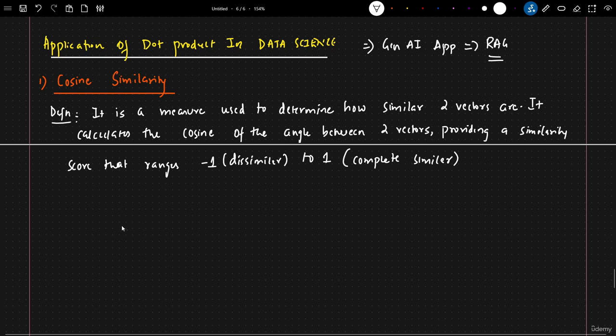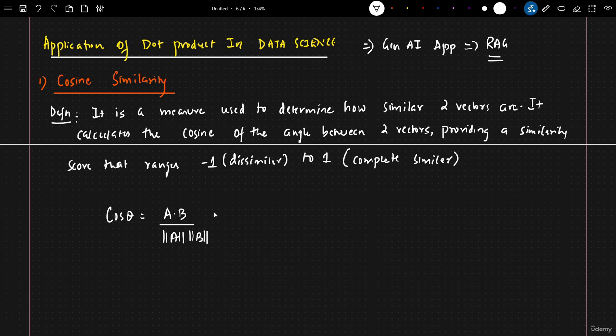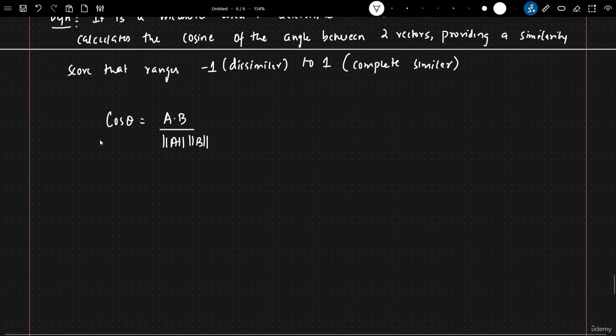Now let's talk about this very important topic. Usually the cosine similarity is given by the formula cos theta is equal to A dot product B divided by magnitude of A and magnitude of B. Here we specifically use a dot product, and A dot B is nothing but the dot product of these particular vectors.